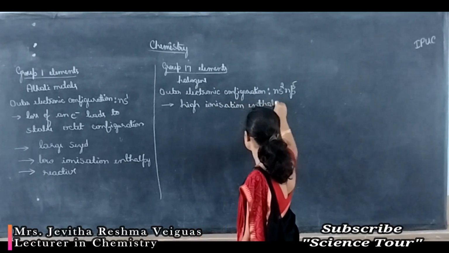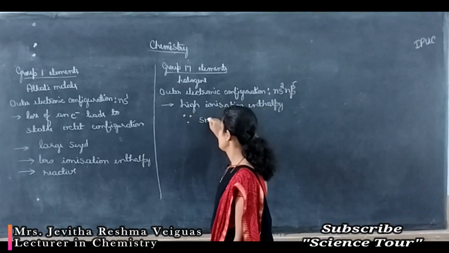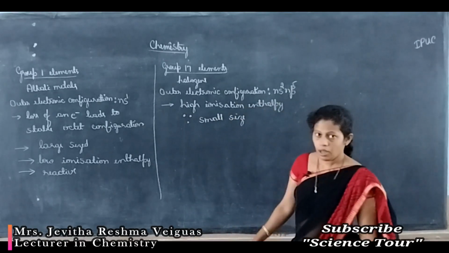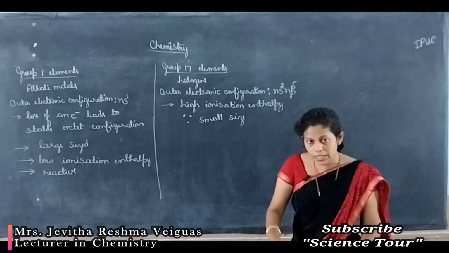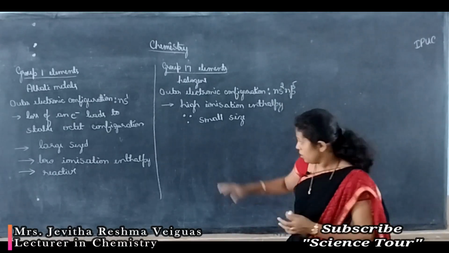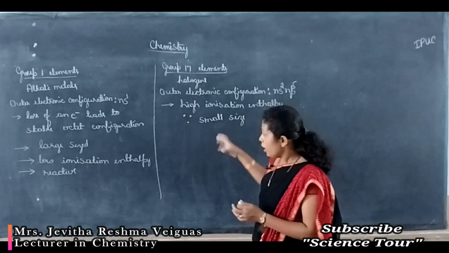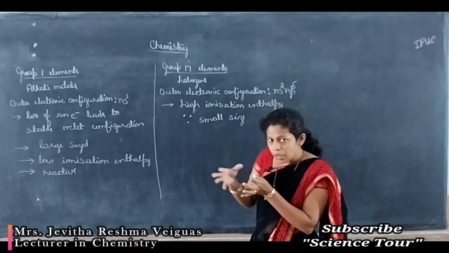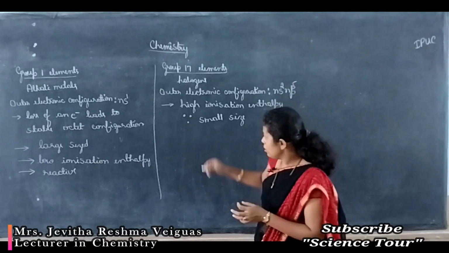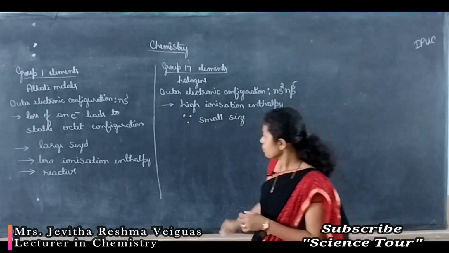The high ionization enthalpy is actually due to small size. The other day we studied atomic radii. Down the group, atomic radius increases. Along the period, atomic radius decreases. This means group 17 elements are small sized. Hence, electrons are nearer to the nucleus. Removal of an electron becomes difficult. That's why they have high ionization enthalpy.